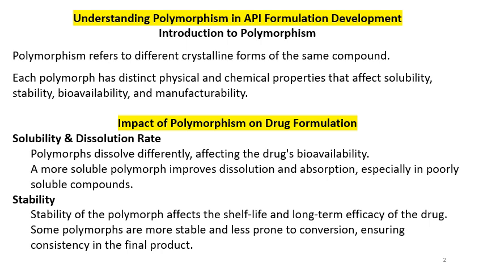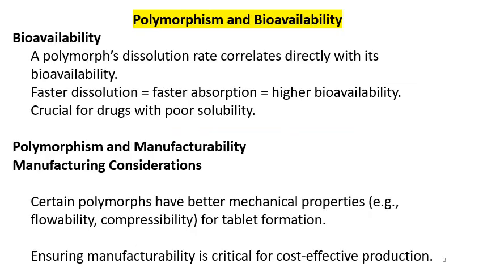Some polymorphs are more stable and less prone to conversion, ensuring consistency in the final product, while some polymorphs of the drug molecule may be less stable, and that impacts stability and degradation. Coming to bioavailability, polymorphs' dissolution rates correlate directly with bioavailability. Faster dissolution will lead to faster absorption and higher bioavailability, while slower dissolution will lead to low and variable bioavailability. So bioavailability is very critical for poorly soluble molecules which belong to BCS class 2 and 4.